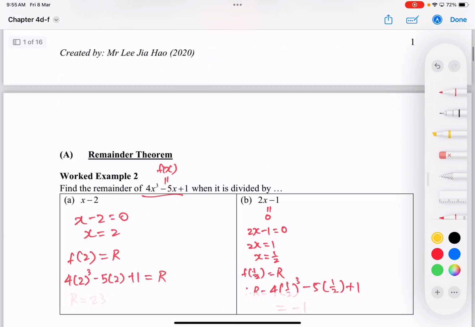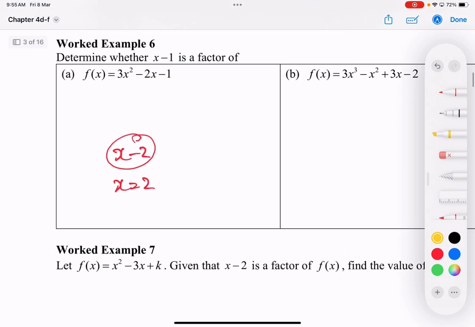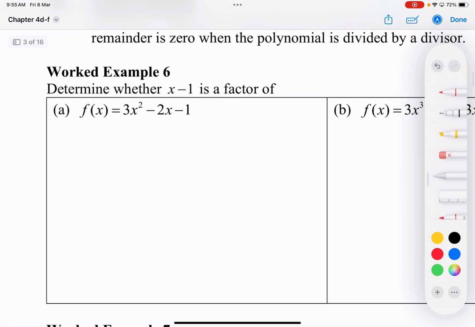Alright? So when we start with the factor theorem, this is basically a special case. The factor theorem is just a special case of the remainder theorem. And what this theorem states is that if you substitute in a number into f(x), and it so happens that the remainder is 0, that means it is a factor. You think about it, okay?